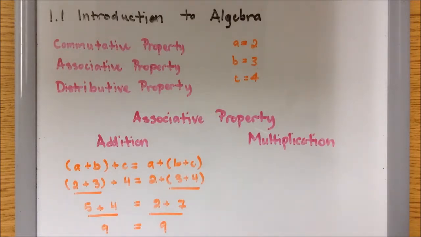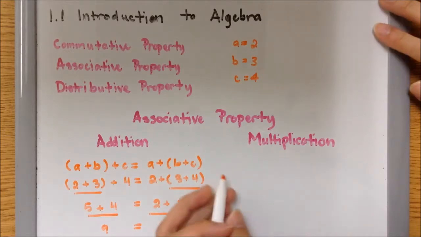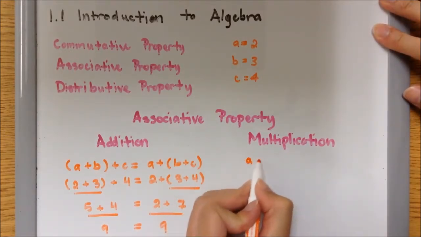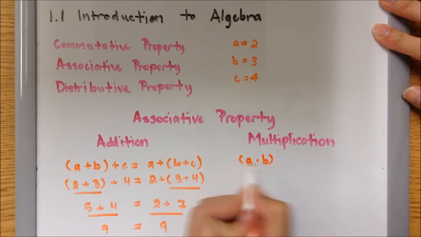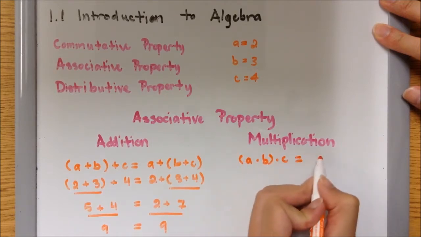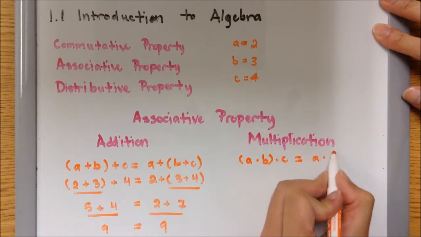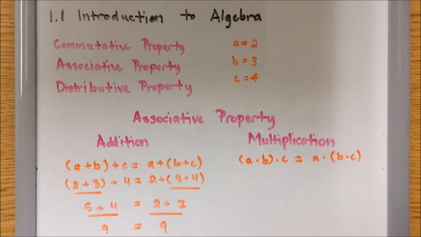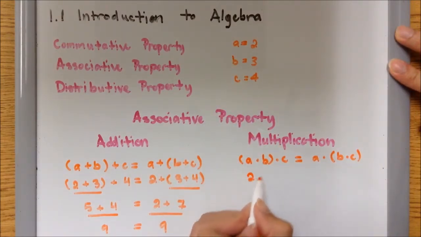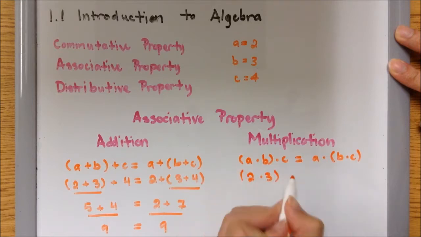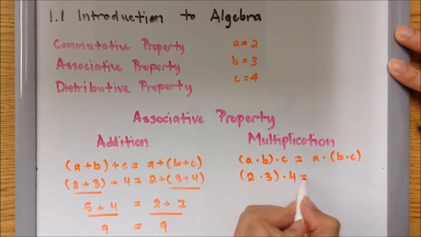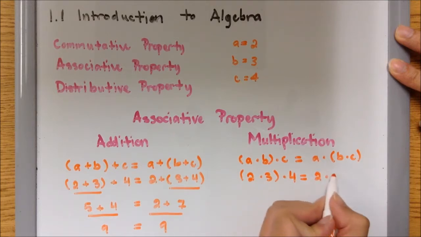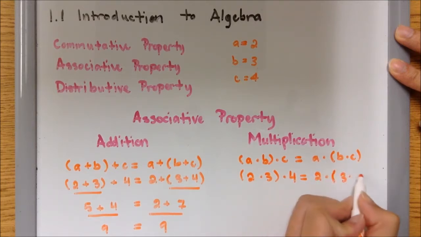Now let's talk about multiplication. So we're going to do the multiplication of a times b times c equals a times b times c. Alright, so again, we should have the same values for a, b, c. So I'm going to plug it in. 2 times 3 times 4 should equal 2 times 3 times 4.